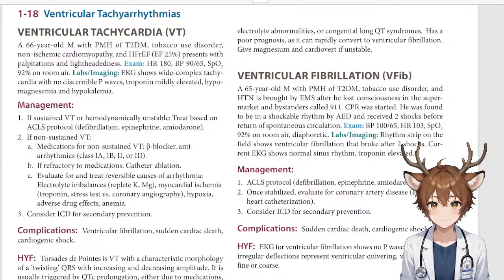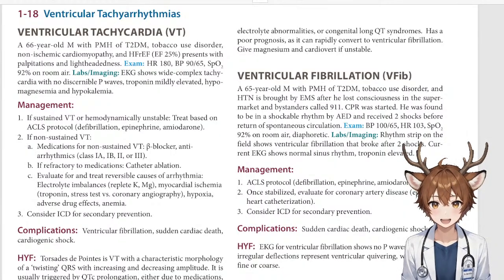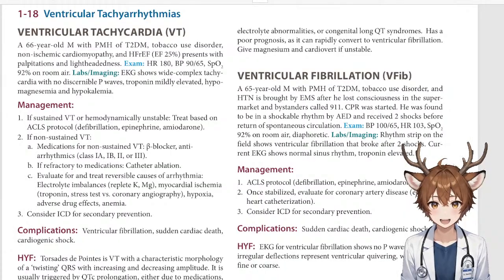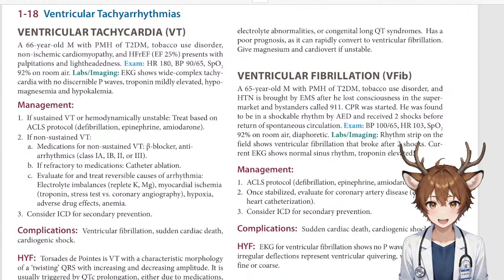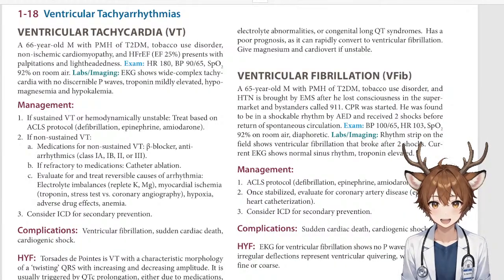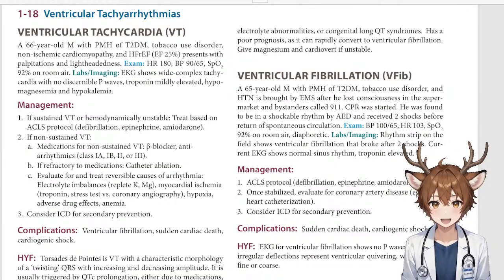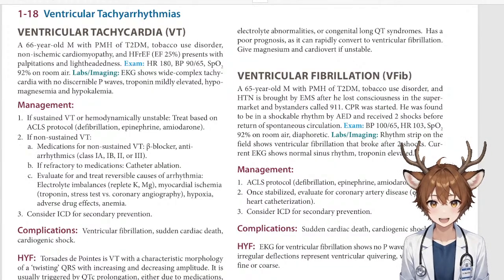Evaluate for and treat reversible causes of arrhythmia: electrolyte imbalances, replete potassium, magnesium; myocardial ischemia, troponin, stress test versus coronary angiography; hypoxia, adverse drug effects, anemia. Consider ICD for secondary prevention. Complications: ventricular fibrillation, sudden cardiac death, cardiogenic shock.